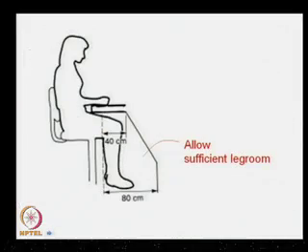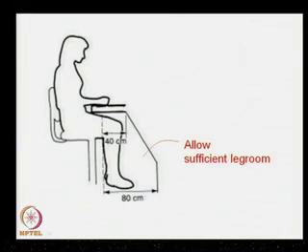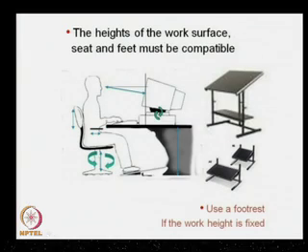So, with this we say that there should be sufficient leg room, so that free leg movement is possible. The heights of the work surface, seat and feet must be compatible. So, movement possibility should be there, and specifically if this type of furniture is used, then the footrest and the table surface may be adjustable and some footrest can also be used like this. Use a footrest if the work height is fixed, so that you can get a proper foothold.